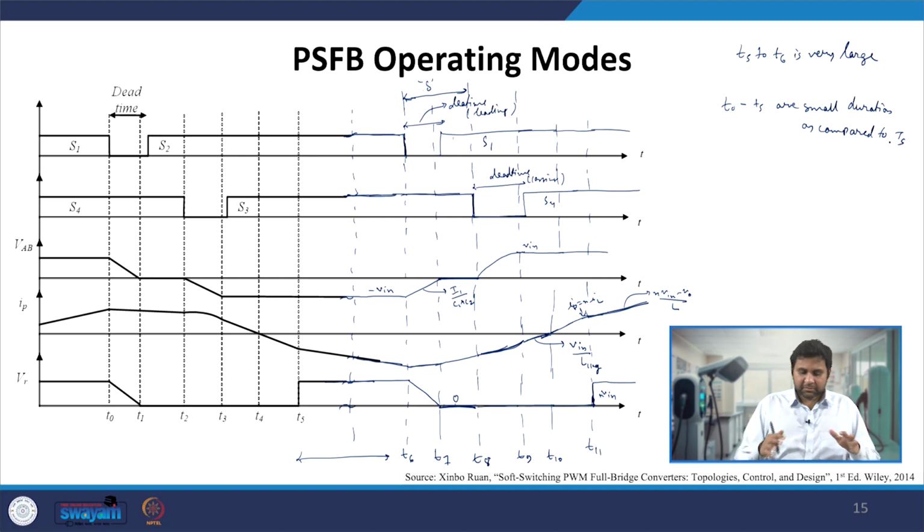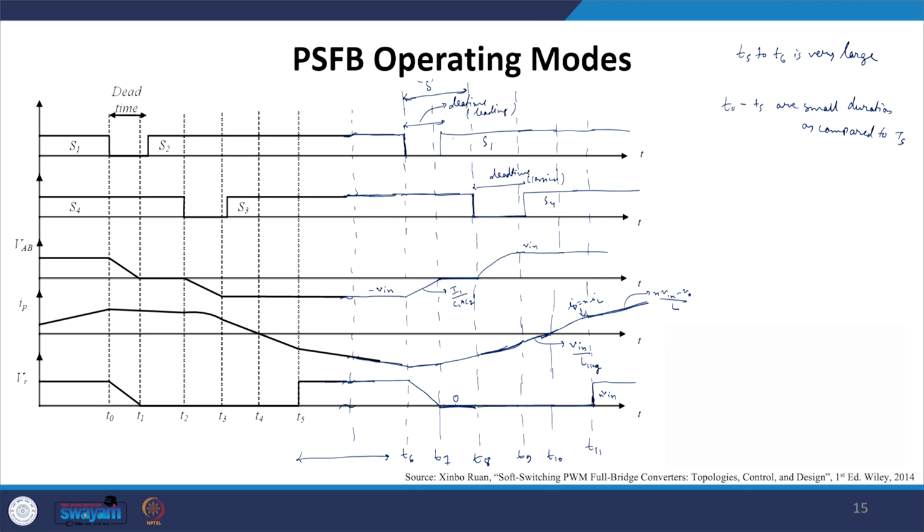In order to do this, we have zoomed in on these particular waveforms. It is the same thing we got when we were doing the switching of opposite devices, S2 and S3. We are now going from S2 and S3 to the diagonal switches S1 and S4. So this is how the entire PSFB operating modes are there.